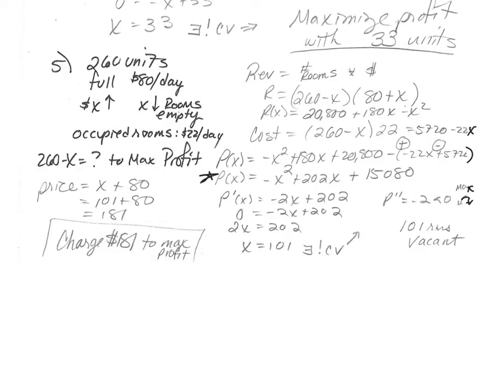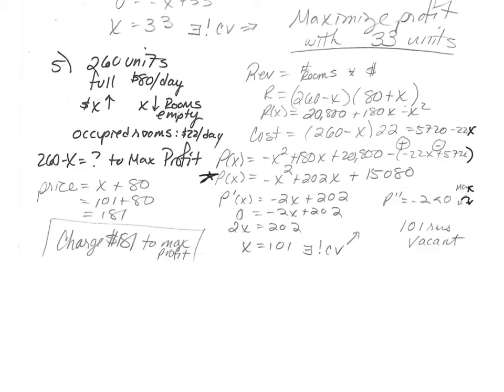So now we do what we know how to do. All of this was just find the function. Once you have the function, take the derivative, set it equal to 0, get your critical value. You have exactly 1. Concavity check. Second derivative, -2, which is less than 0, concave down, so it's a max. That means we have 101 rooms vacant.